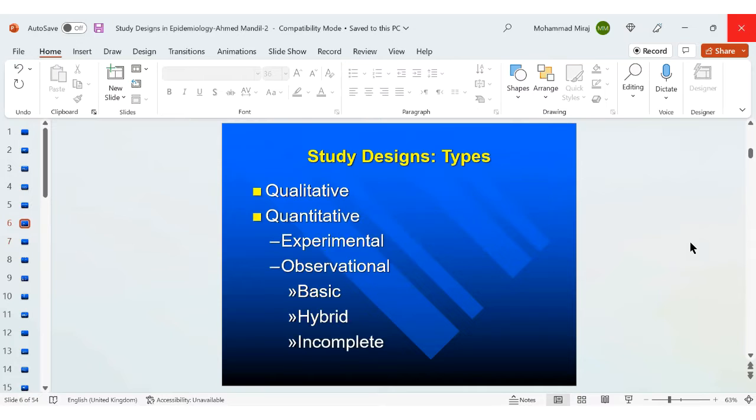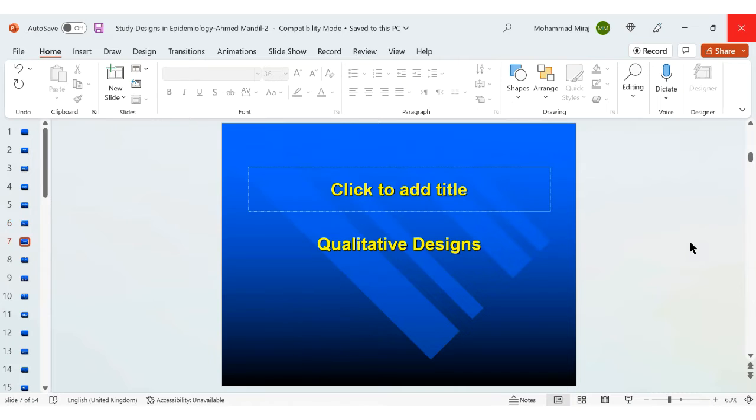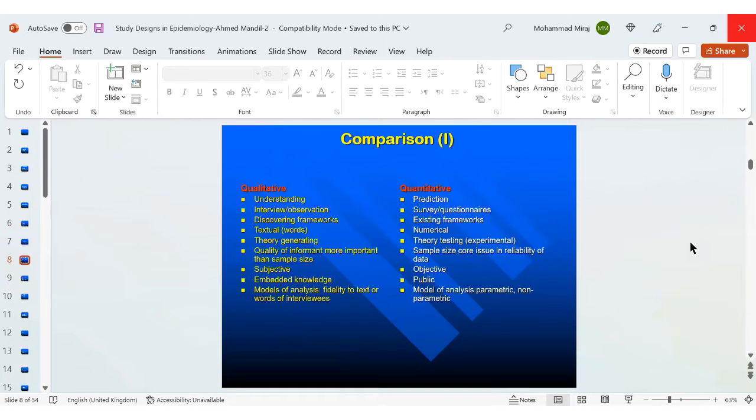So we have qualitative and quantitative. Under the quantitative, we have an experimental design and an observational design. The observational design will be further divided into basic design, hybrid, and incomplete design. So let us first understand the qualitative.